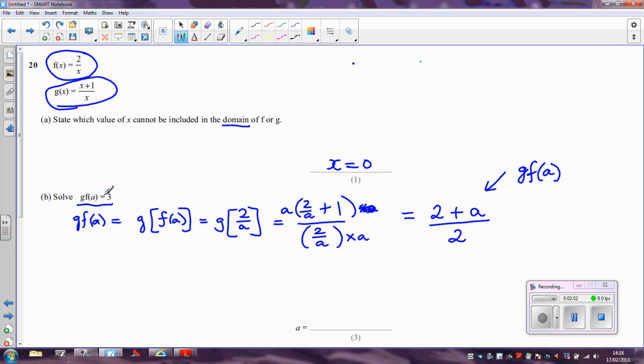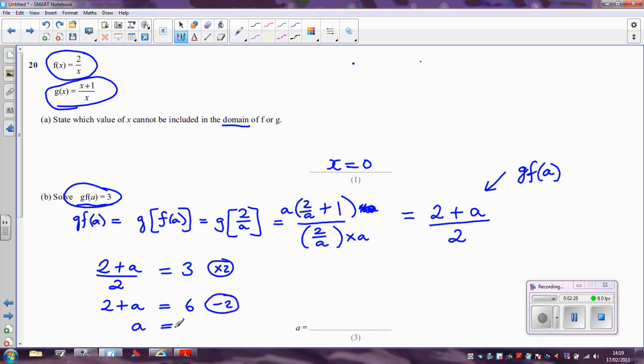So this expression here that I have, let's just refresh our memories, is gf(a). And the question asks me to solve gf(a) is equal to 3. So I'm now going to put that expression, so 2 plus a divided by 2, equal to 3, as the question says. If I now multiply both sides by 2, the left-hand side is just 2 plus a, and the right-hand side is 6. And all I need to do now is subtract 2 from both sides, which leaves me a equal to 4.